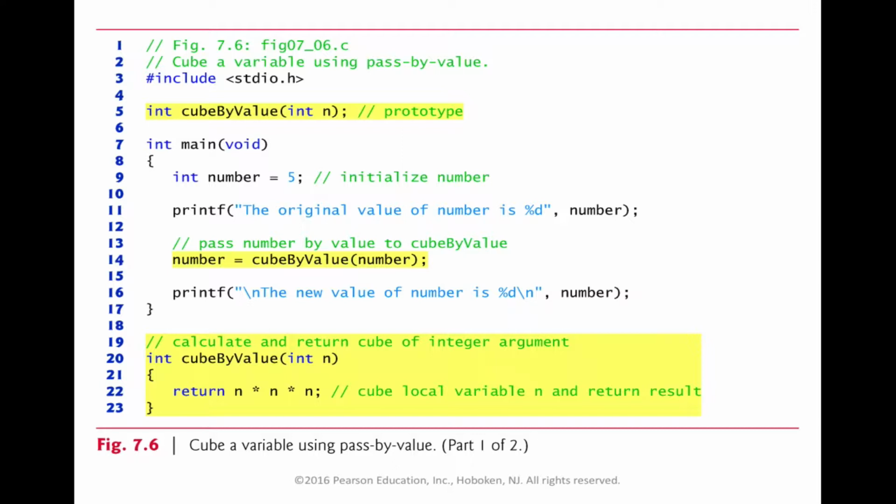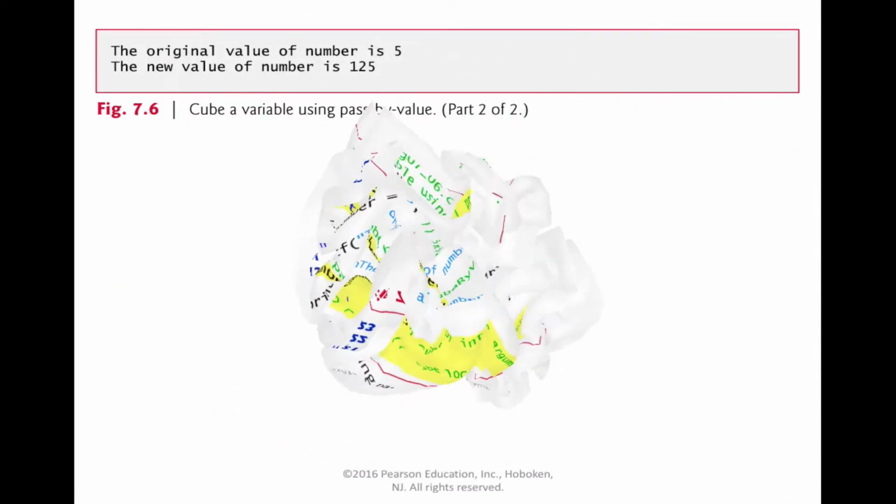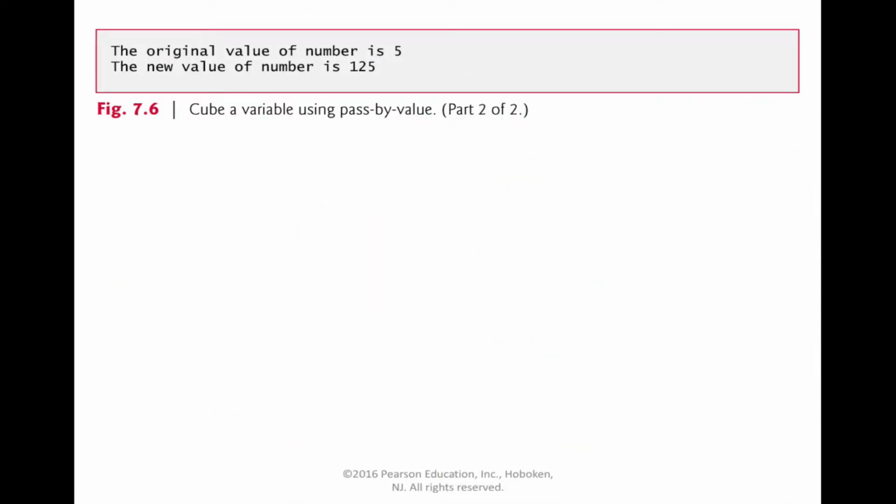And then that'll return back to the main method. Of course, we'll print out the result of that value. So if we look at this, it's 125. I should have realized that. The original value of the number was 5. After we called the function, the result was 125. And again, for something that simple, this is the way I would recommend doing it.